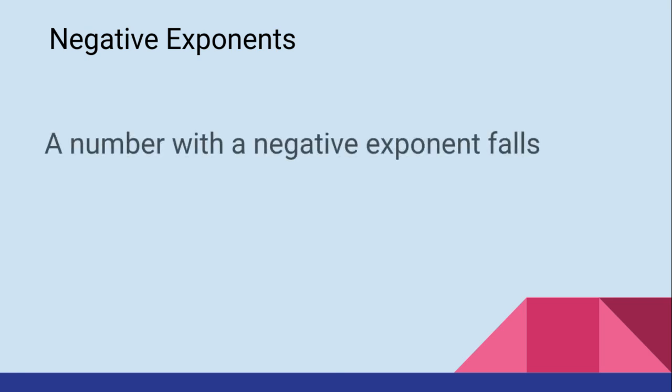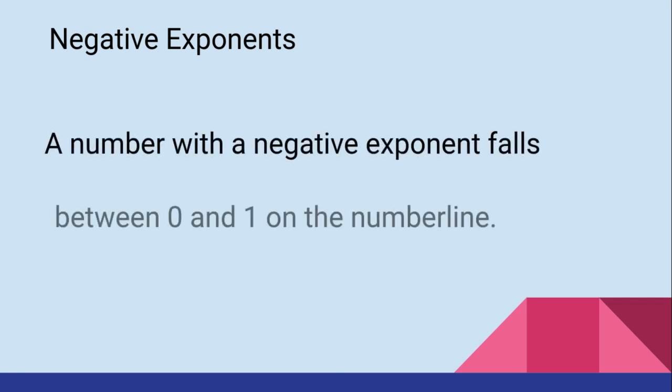My next one says a number with a negative exponent falls between 0 and 1 on the number line. Well, if you think of the number line, we're at 0, 1, 2, 3, 4, 5, and so forth to the right. If you go to the left after 0, you go to negative 1. And as we said a minute ago, a negative exponent never makes a negative number. So it can never go below 0. So if you think about it, a negative exponent can only fall between 0 and 1.